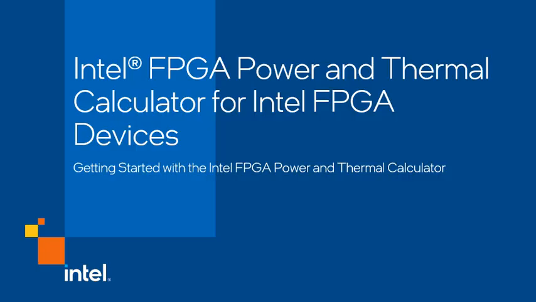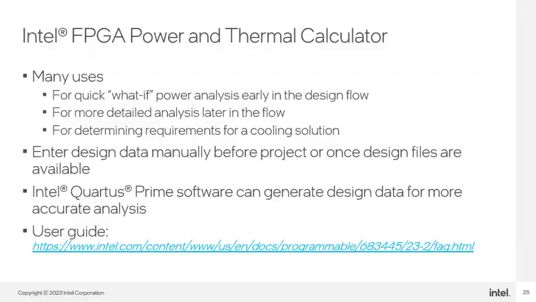Now let's take a look at how to use the PTC to perform an early power estimate of a design. The PTC allows you to perform early estimates of power even before a project or any design files have been created. If a project is available, accurate information from the project itself can be exported from the Intel Quartus Prime software and imported into the calculator to save time when entering resource usage information.